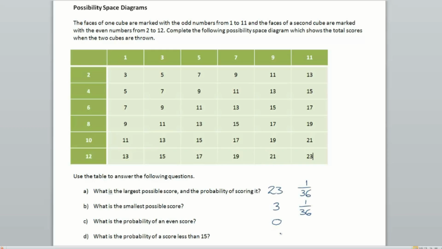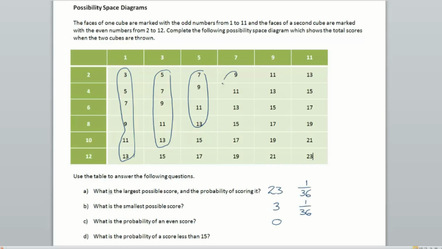What is the probability of a score less than 15? It's anything in this column. It's those 5. It's those. It's those. It's those, and it's that one. And it's doing weird things to the formatting in the cell, but never mind. There's 21 there, so that's 21 out of 36, which we know simplifies because they're both multiples of 3. That's 7/12.